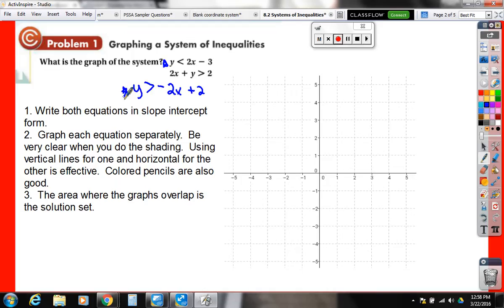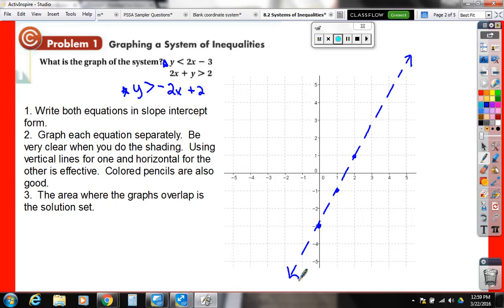Put a dot at -3 on the y-axis. Now we're going to go up 2 over 1, up 2 over 1. You only need 2 points to determine a line, but if you draw 3, you have a better chance of getting a straighter line. Emily, what kind of line am I going to do, solid or dashed? Dashed. And where am I going to shade?